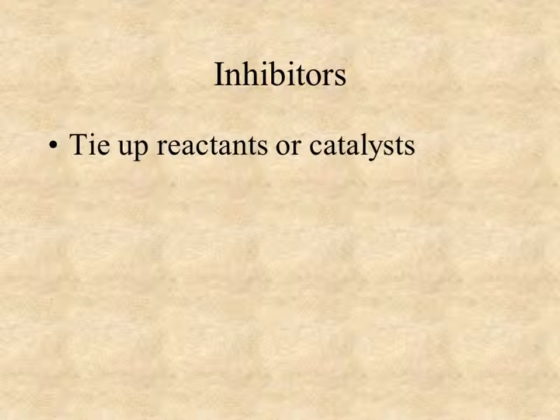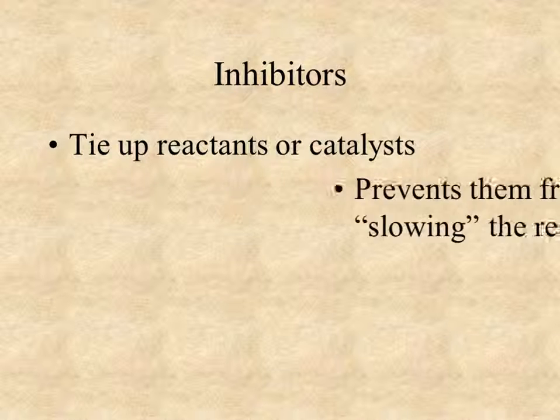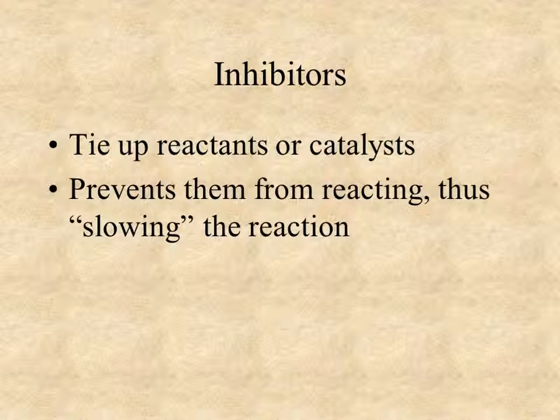Sometimes we want to slow down a reaction, not speed it up, and so we may use an inhibitor. What inhibitors do is they don't stop the reaction, they simply tie up the reactants or the catalysts and prevent them from reacting or from allowing reaction to be sped up. And by preventing these from occurring, this helps to slow the reaction down.